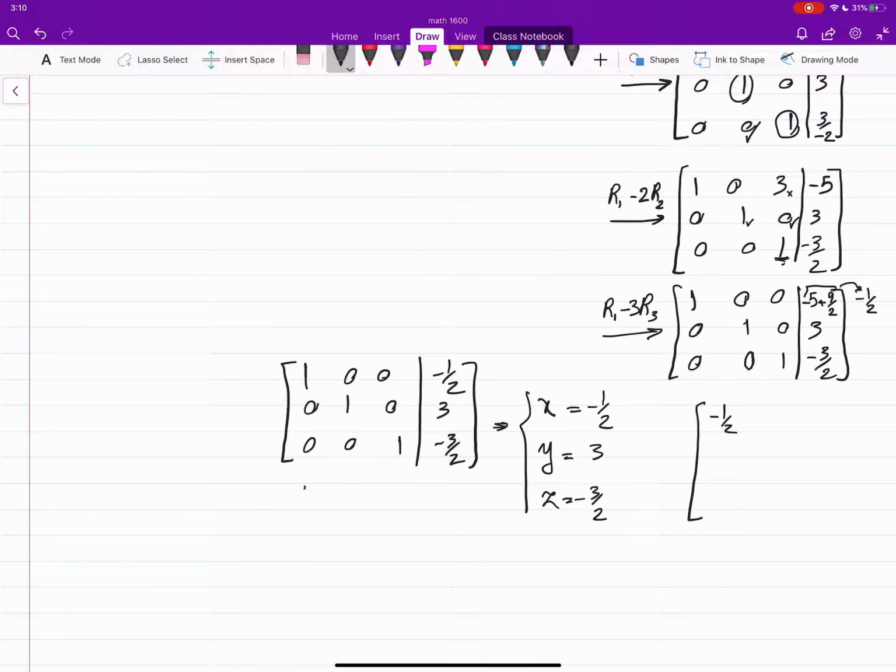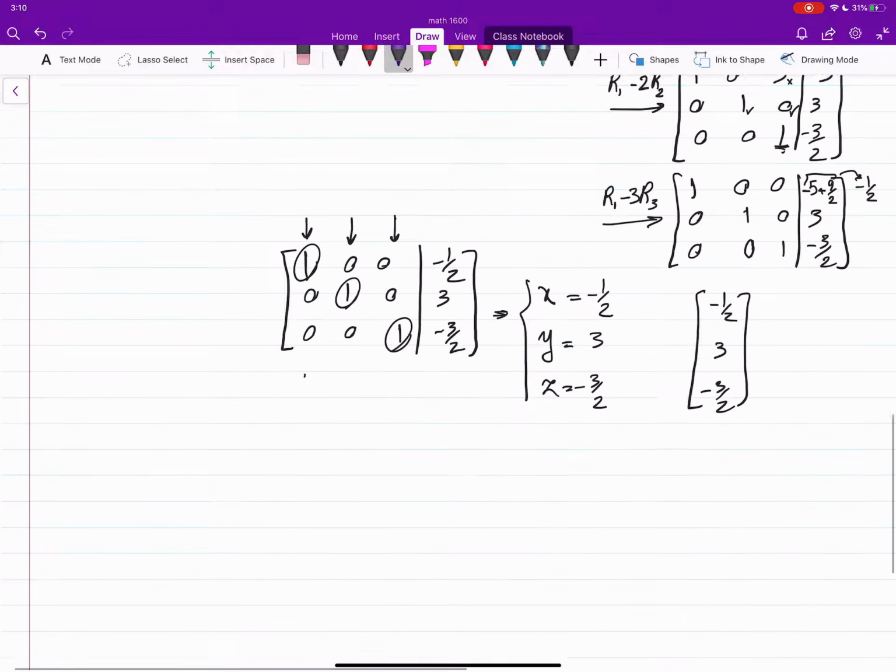You see, every column here has a leading one of the rows. This guy has this one, and this one. That means we have a unique solution, and that's the unique solution we have here. Okay?